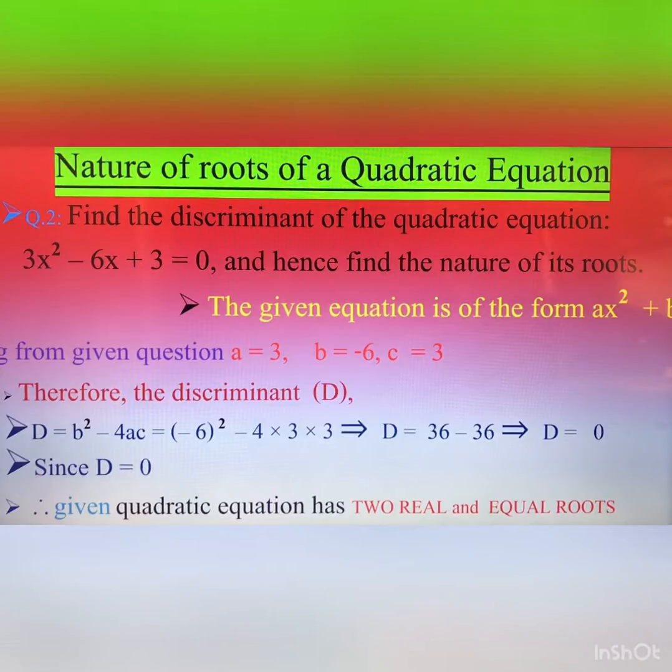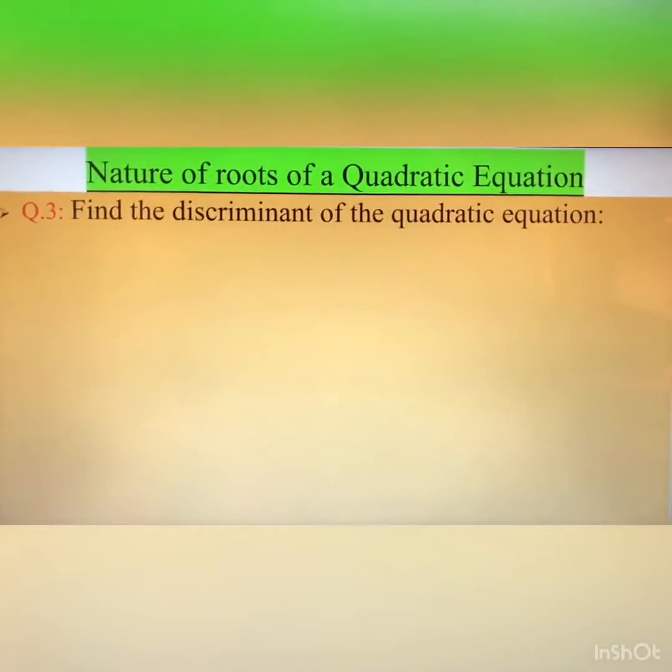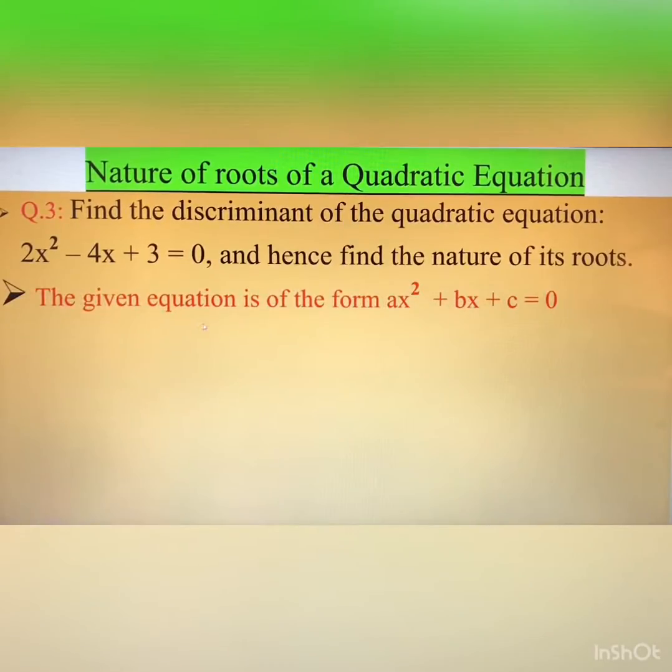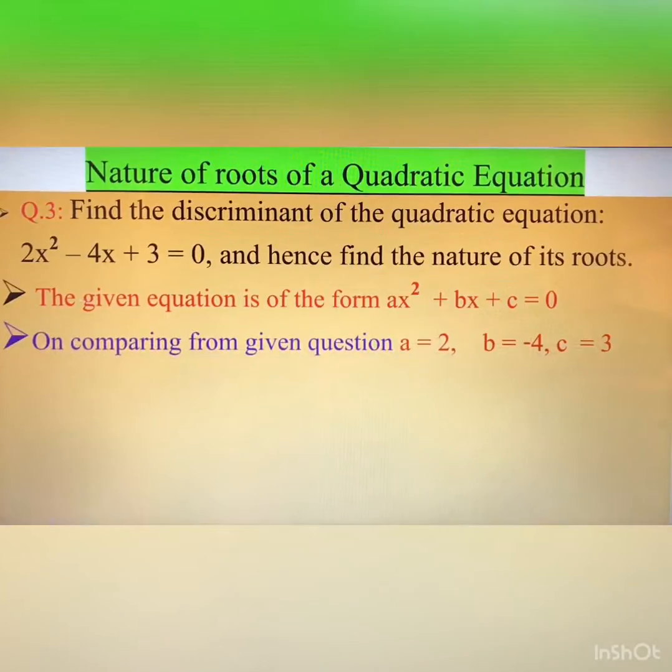So let us take another example for understanding the nature of the roots. Let's find the discriminant of the quadratic equation 2x square minus 4x plus 3 equal to 0, and hence find the nature of its roots. This is once again a standard quadratic equation, and you will compare it with the standard form. So here a equal to 2, b equal to minus 4 and c equal to plus 3.